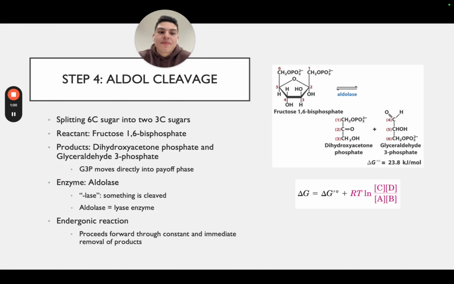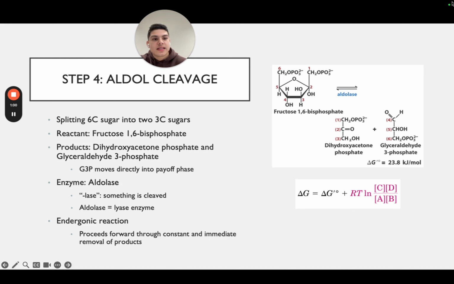Okay, so we see that this is a very much positive delta G. It's 23.8 kilojoules per mole. So how could it be spontaneous, or how could it move forward at all? Why wouldn't it just want to stay in the substrates? It is true. However, these two molecules are going to be immediately used up in step 5 right away, or step 6, to proceed through glycolysis. So that's what they're going to be used for.